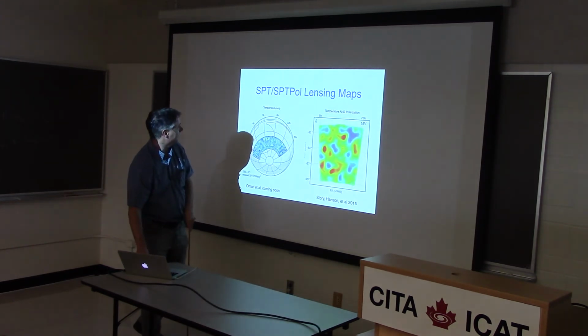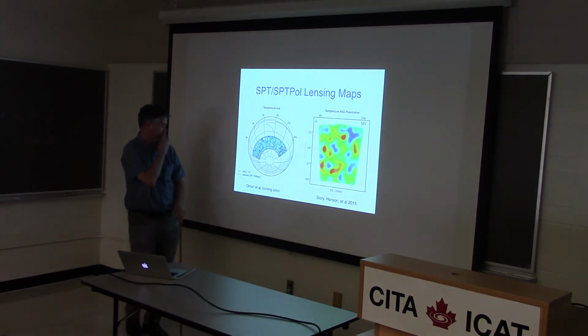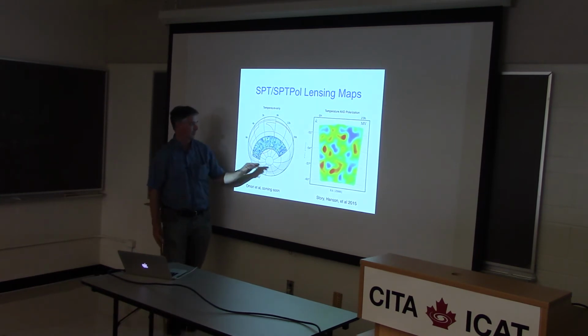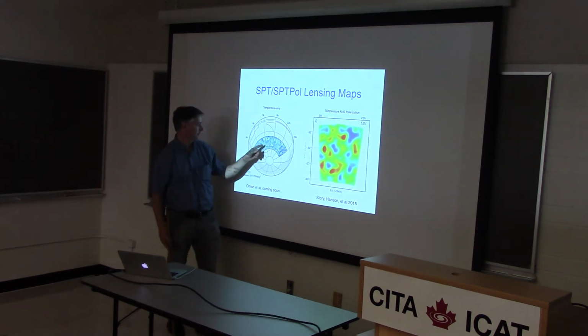Okay. So, wow, I can't believe I never showed this. So there's our map. So this is a map from the SPT-SZ survey. This was the 2500 temperature-only survey. This is from SPT, Pole. This is a zoom in on this patch right here. Right, 100 square degrees right here.